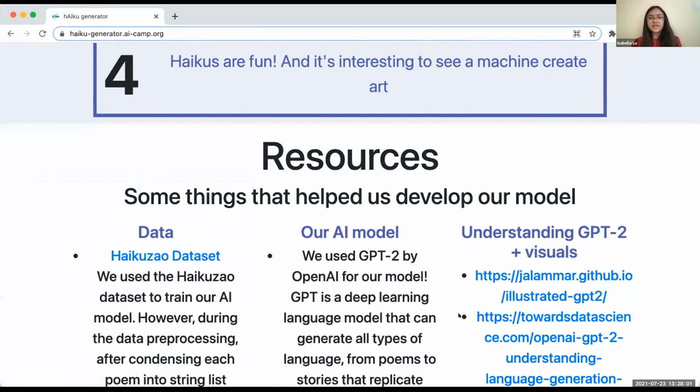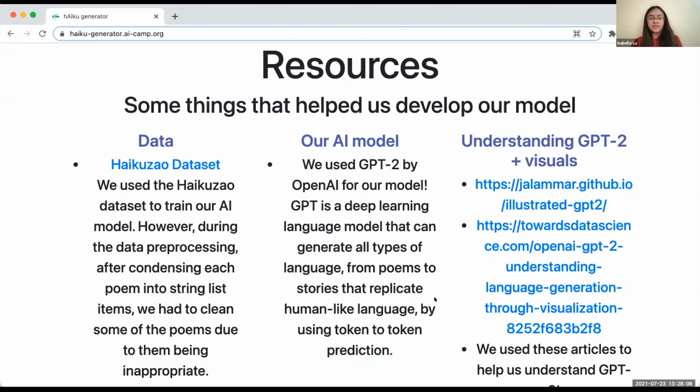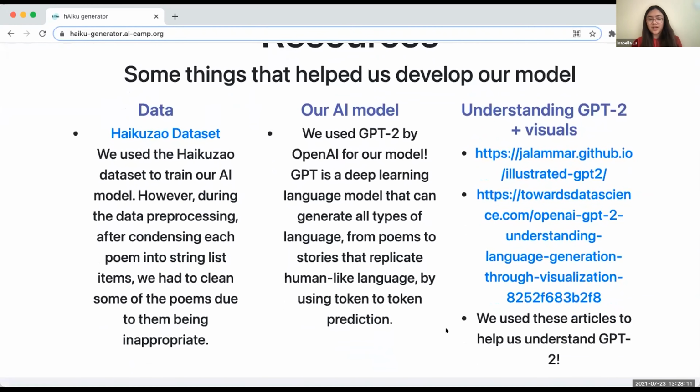Here are some of the resources that helped us develop our AI model. So first, we trained our model on 4,000 of the 5,000 Haiku Zhao dataset's haikus. And then during the data preprocessing, we noticed that the AI was generating some non-PG-13 poems. So then we went back into the dataset and cleaned those. Our AI model itself uses GPT-2, which is a deep learning language model by OpenAI that can generate all types of language, but we focused on the poetry generation aspect. And then to understand GPT-2, we read these articles and we also sourced many of our images from these articles.